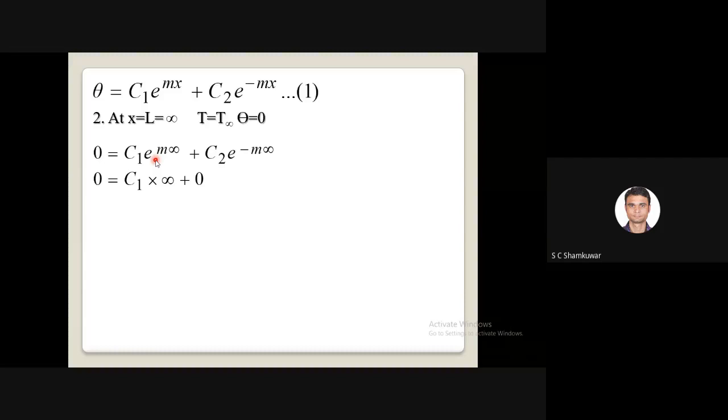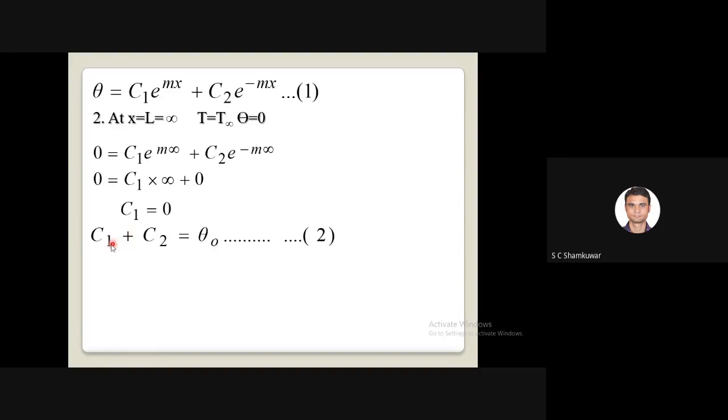This is mathematics. Whenever there is an e to the power positive infinity, that will be infinity. Whenever there is an e to the power minus infinity, that will be 0. So this term will be 0, and 0 into C2 is 0. So 0 is equal to C1 into infinity plus 0. This equation will hold if we consider C1 as 0. Understood? So therefore we got C1 as 0.